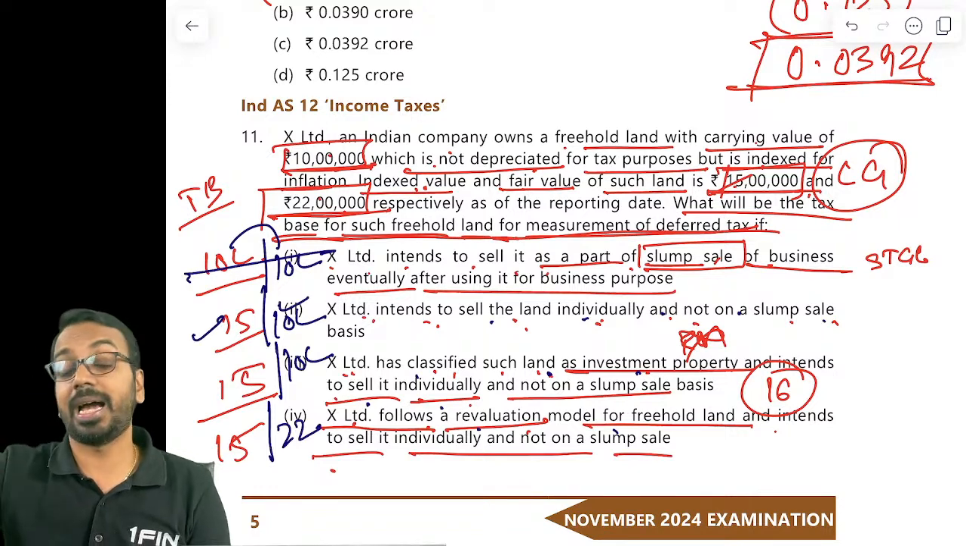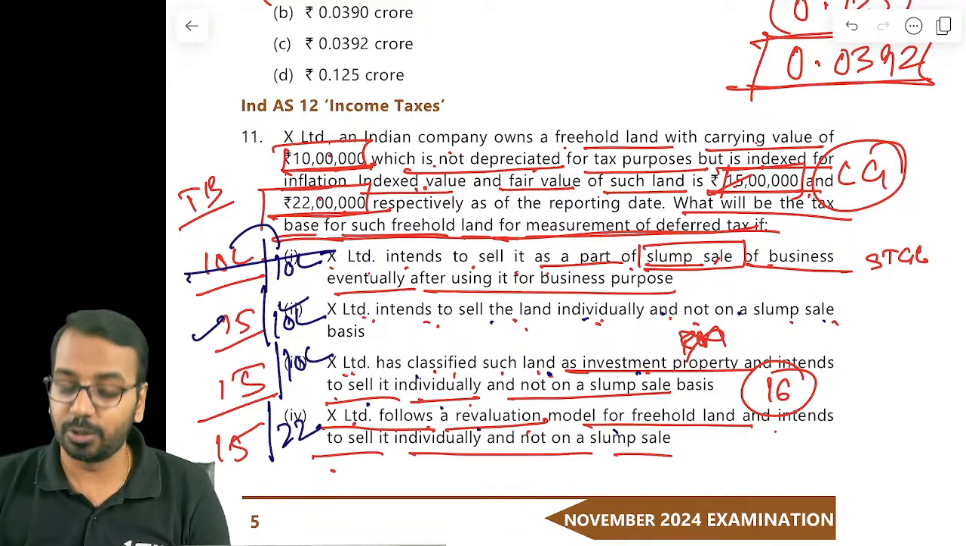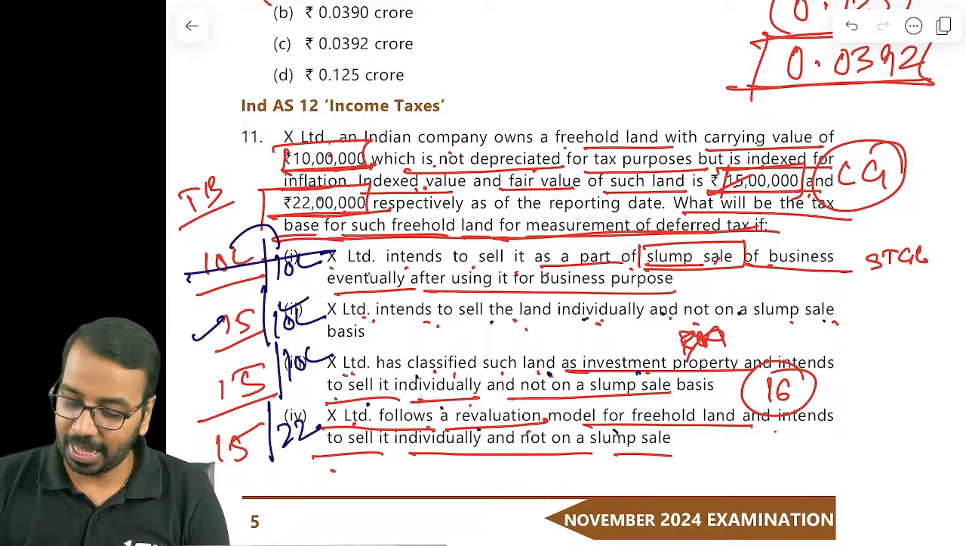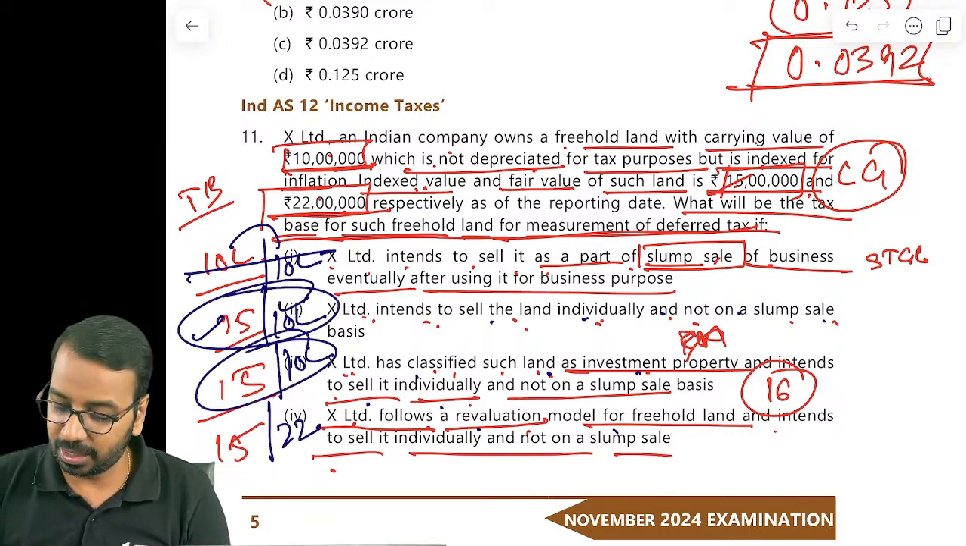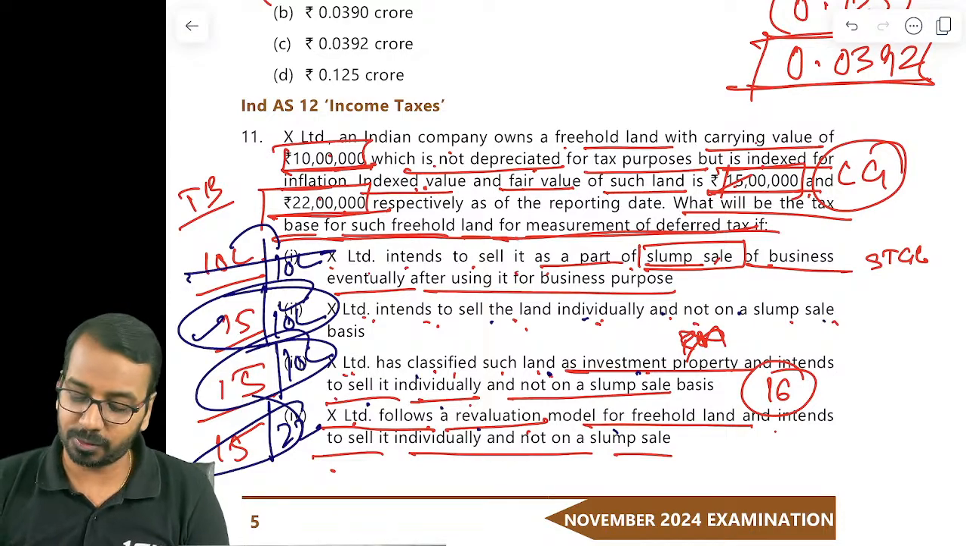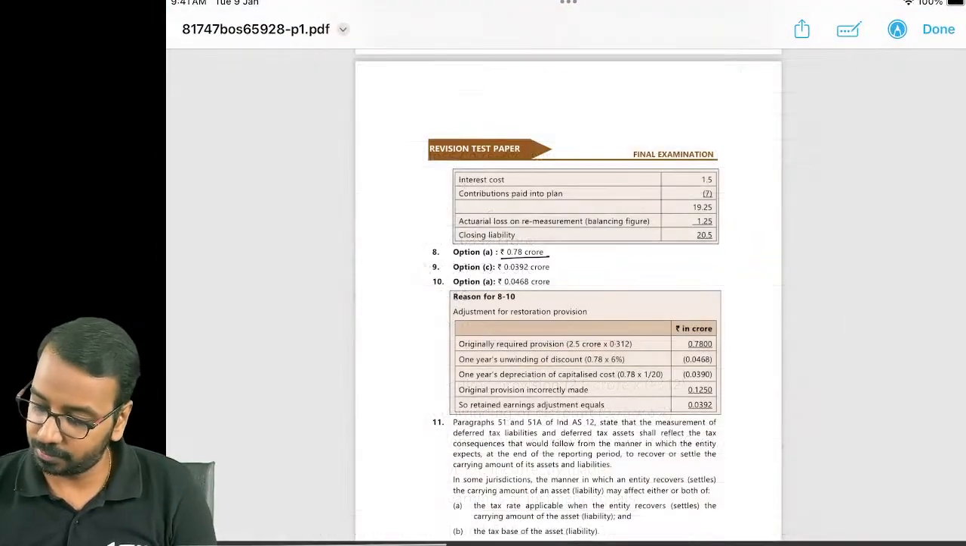Here it is 15 and 10. So you get a higher deduction for tax purposes, right? So this will eventually create a deferred tax asset, and for the difference you will recognize it. Same thing here. So if you just look at the answer.